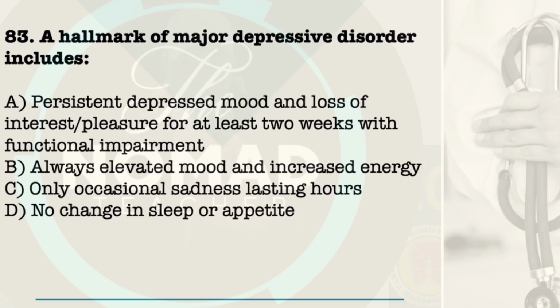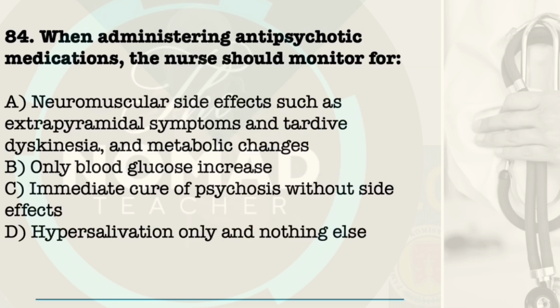83. A hallmark of major depressive disorder includes: A. Persistent depressed mood and loss of interest or pleasure for at least 2 weeks with functional impairment. B. Always elevated mood and increased energy. C. Only occasional sadness lasting hours. D. No change in sleep or appetite.